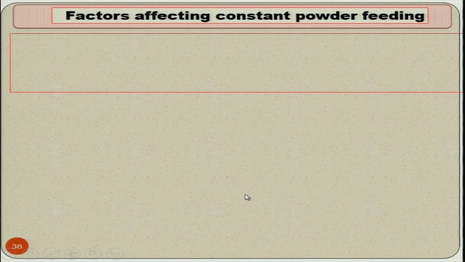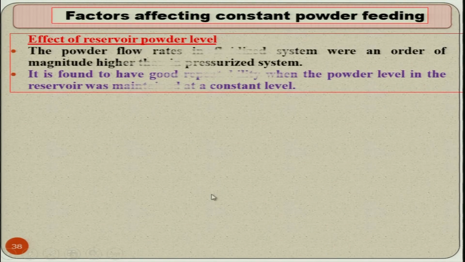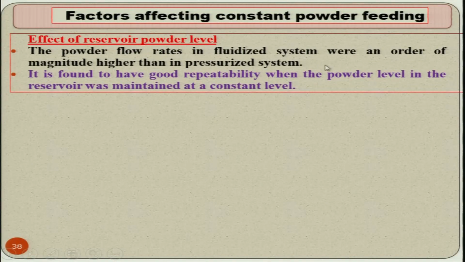Now, factors affecting constant powder feeding continues. Effect of reservoir powder level: as at some part I have already shown to you, as the reservoir powder level goes down, the mass flow rate of the powder goes down. The powder flow rates in the fluidized system were an order of magnitude higher than in pressurized system. The fluidized system gives much higher mass flow rate of the abrasive particles compared to the pressurized system.